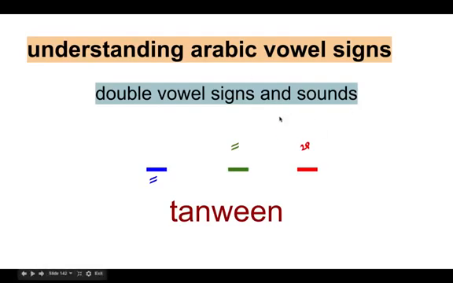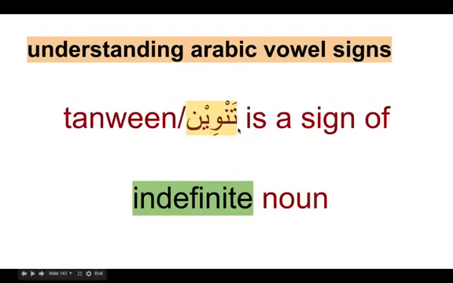So we learned about single vowel signs. Then we have what is called as double vowel signs, when we have two dhammas and two fathas and two kasras. What do they signify? These are called tanweens. Tanween means two dhamma, tanween fatha and tanween kasra. So whenever there is a tanween on a noun, on a word, when you see a tanween, double fatha, double dhamma and double kasra, it is a sign of indefinite noun.